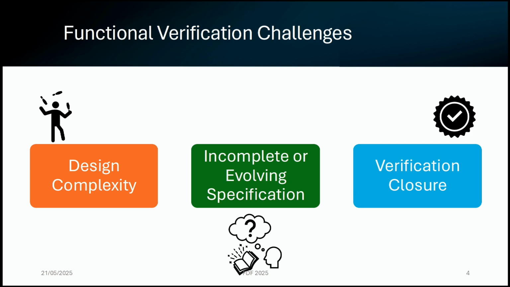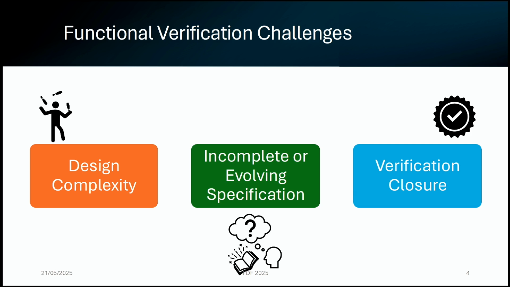I would like to start with the one in the middle, that is incomplete or evolving specification. No one likes to write documentation. It's boring, we know that. But the problem is that when we need to verify something, we need to understand it. Otherwise, how can we verify that? And what happens if the verification is incomplete or keeps changing? How can we face that? So we will try to answer this question.